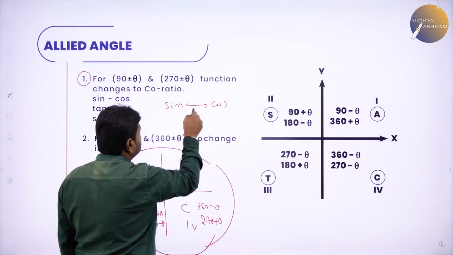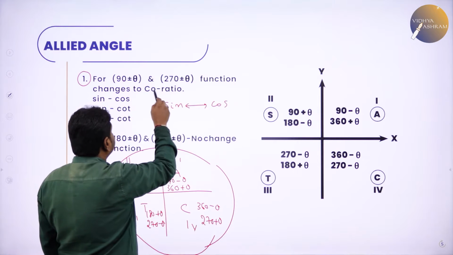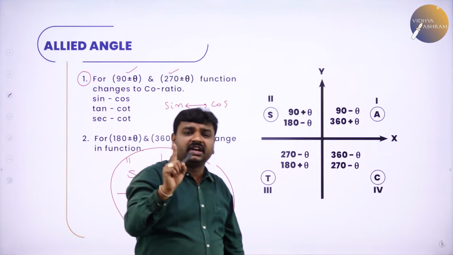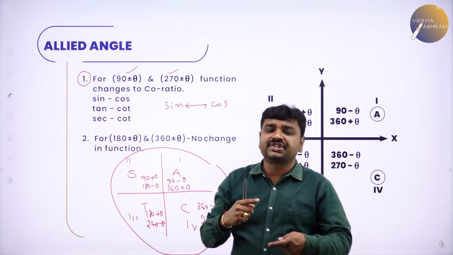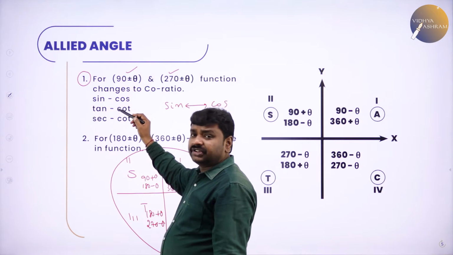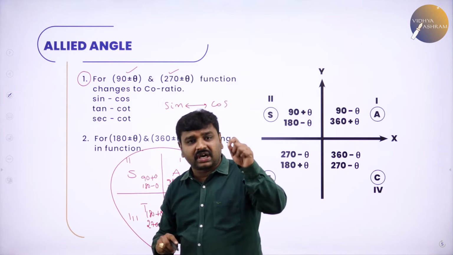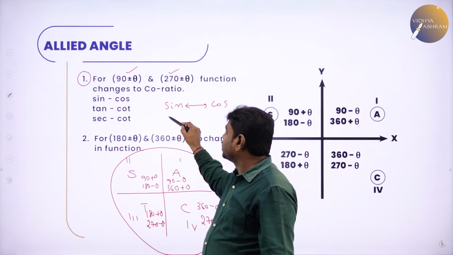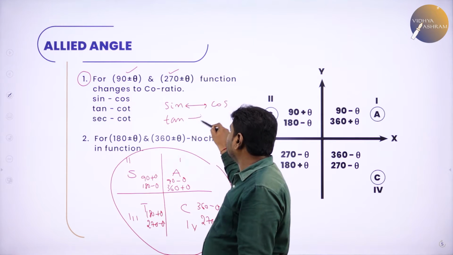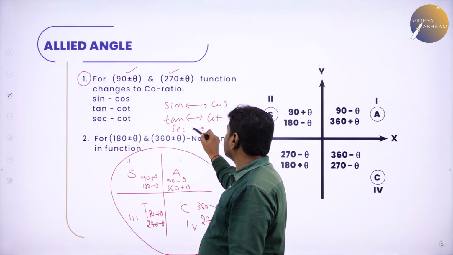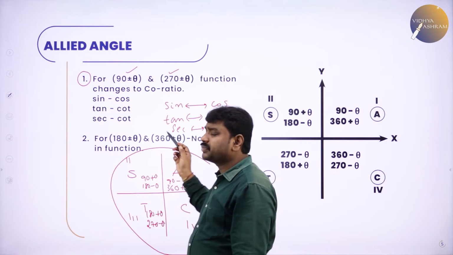If the function is sine, it will become cos, or if the function is cos, it will become sine. For 90 and 270, the function changes. What is rule number 1? If it is 90 and 270, the function will change. And what is the change? It changes to its co-ratio. What is the co-ratio for sine? Sine's co-ratio is cos and cos's co-ratio is sine. For tan the co-ratio is cot and for cot it is tan. For secant the co-ratio is cosecant, and cosecant becomes secant.